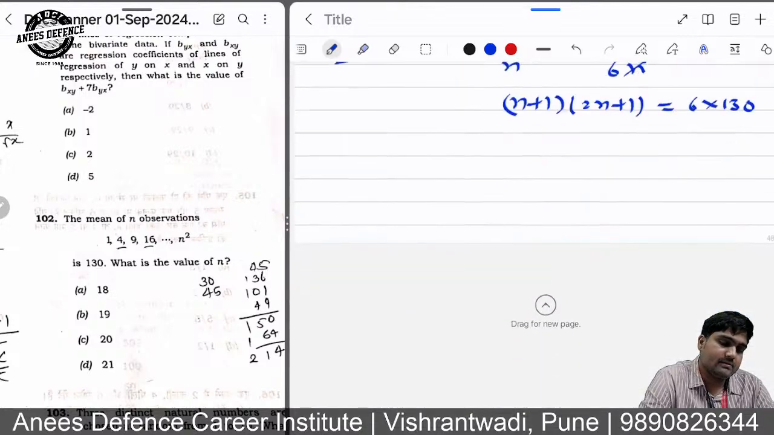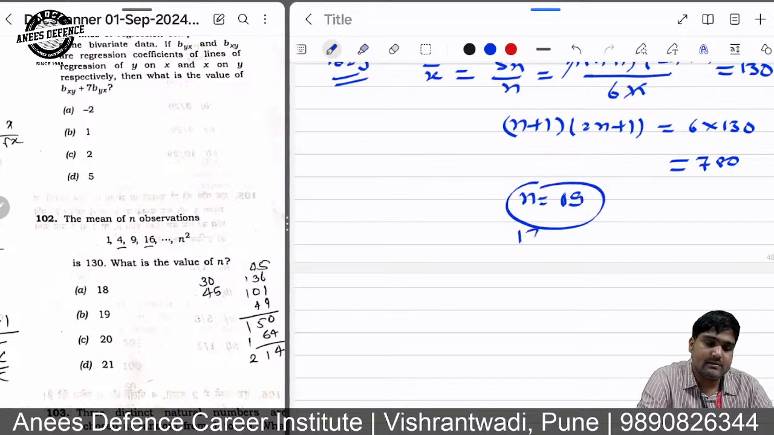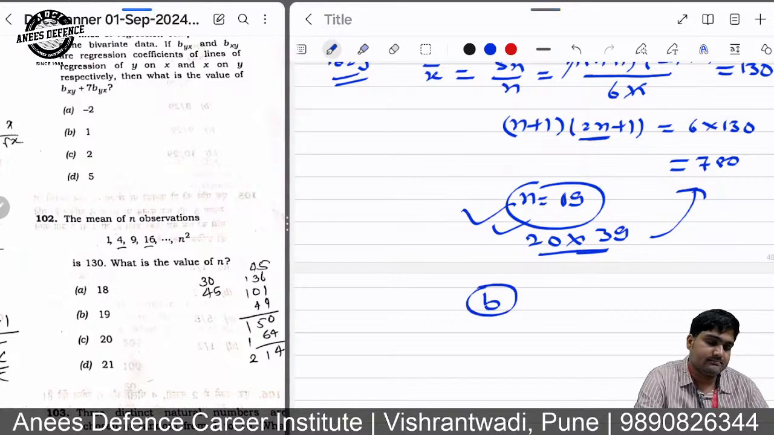By using hit and trial, 6 into 130 is 780. If I take n as 19, it satisfies the expression: 20 into 38 plus 1, which is 39, gives 780. So n is 19. So the correct answer for 102 is option B.